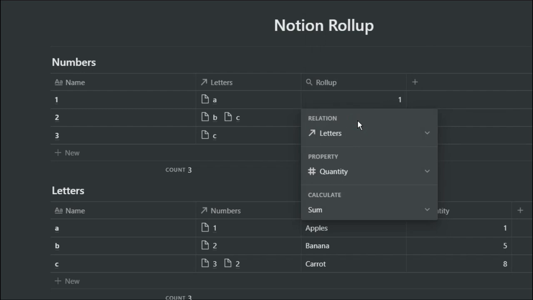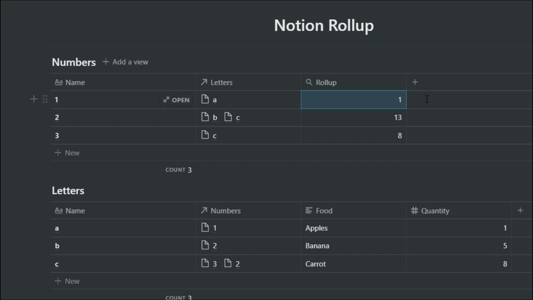So when looking at the letters database, there's only one A, so the rollup is 1 because it's 1 add nothing. When looking at number 2, you've got B and C. So when we look at the letters database, B, there are 5, C, there are 8. So the rollup is adding 5 and 8 to make 13. Number 3 is only related to letter C. Letter C has a quantity of 8, which means the rollup is 8 add nothing because there's just C.